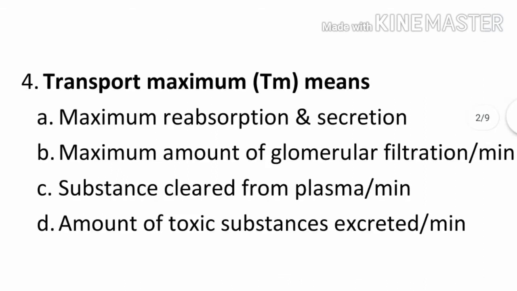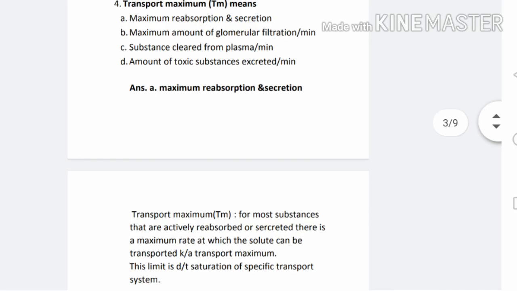Question number 4. Transport maximum means option A maximum reabsorption and secretion, option B maximum amount of glomerular filtration per minute, C substance cleared from plasma per minute, D amount of toxic substance excreted per minute. The correct answer is A maximum reabsorption and secretion. For most substances that are actively reabsorbed or secreted, there is a maximum rate at which the solute can be transported, known as transport maximum. This limit is due to saturation of specific transport system.